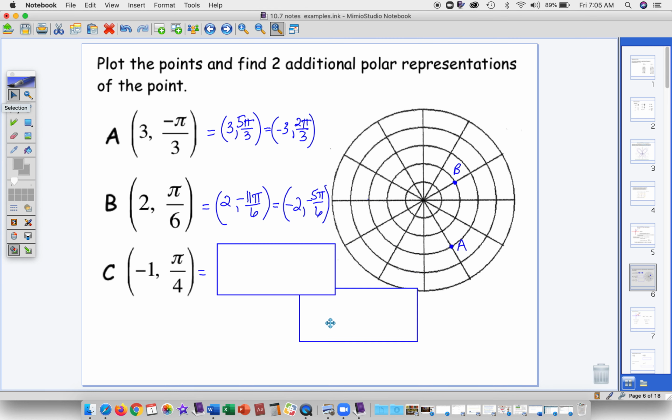For one point, I went 2 to the right, and then I rotated in the negative direction, which would be negative 11 pi over 6. I can also go to the left and rotate in a negative direction, and that would be negative 5 pi over 6. For C, I'm going to go negative 1 to the left, and then rotate positive pi over 4, so that puts the point right about here.